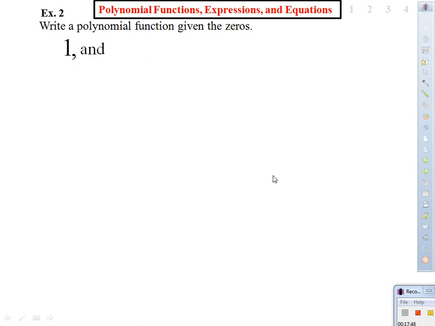And write this down, example number 2. It reads, write a polynomial function given the zeros, 1 and 3. Just copy it, and I'm going to elaborate. Once again, we're going to start slow, and then it'll get funner as we go along. All right? Okay, here we go. It reads, write a polynomial function given zeros 1 and 3.